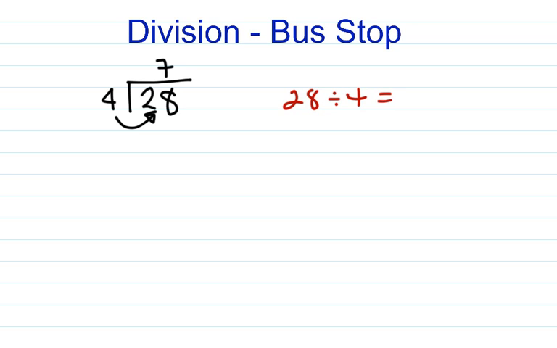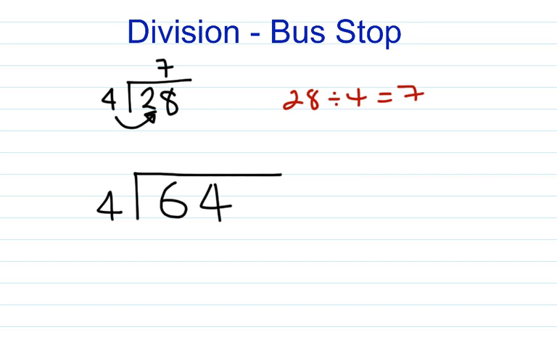Let's look at our first problem. Very quick, very simple problem. This problem is really 28 divided by 4. We already know from looking at this that 4 goes into 28 7 times, so I'll just put my 7 on top here, and that's the answer to it.